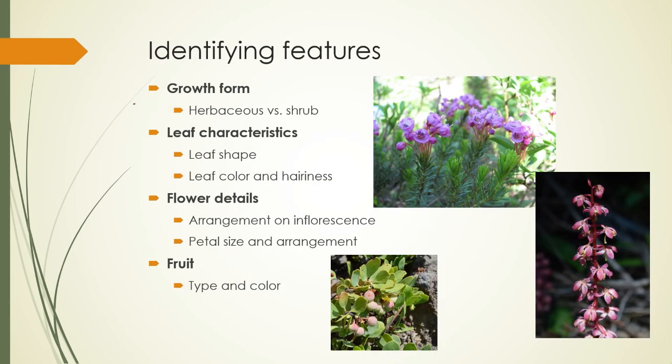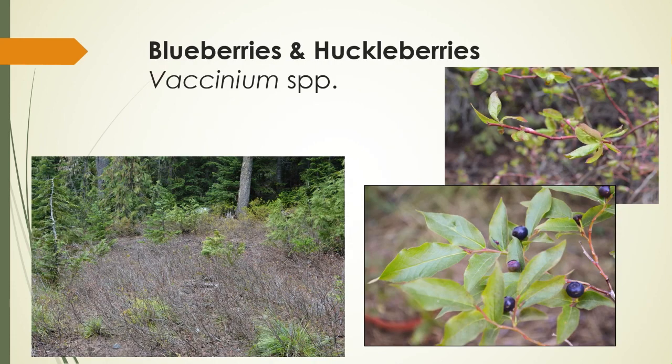So you have a plant and you think it's part of the Heath family, but you're not quite sure. What should you make sure you look at? Well, whether it's an herb or a shrub is important. The specifics of the leaves, of course. Any details about the flower arrangement, and definitely anything about the fruit. The type of fruit, the color of the fruit, anything else that you might note about that is going to help you out. Now the first genus that we'll look at, Vaccinium, is blueberries and huckleberries.